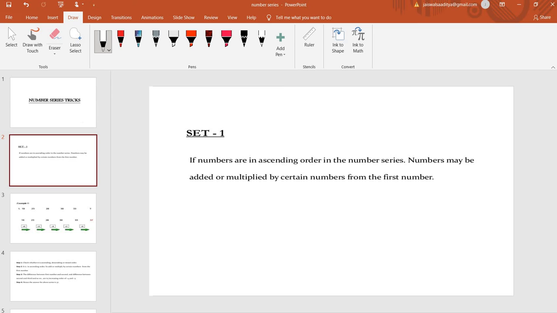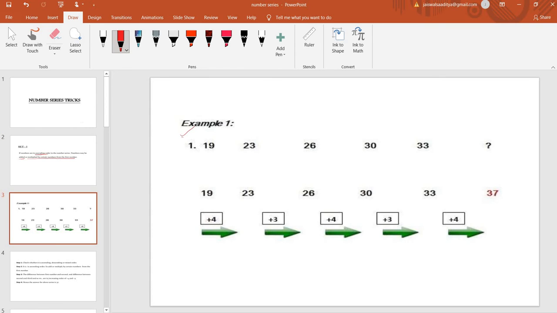Set one is if the numbers are in ascending order in the number series. The numbers may be added or multiplied by certain numbers from the first number. Okay, so if the numbers are in ascending order in the number series, the number may be added or multiplied by a certain number from the first number. This is the example of set one.